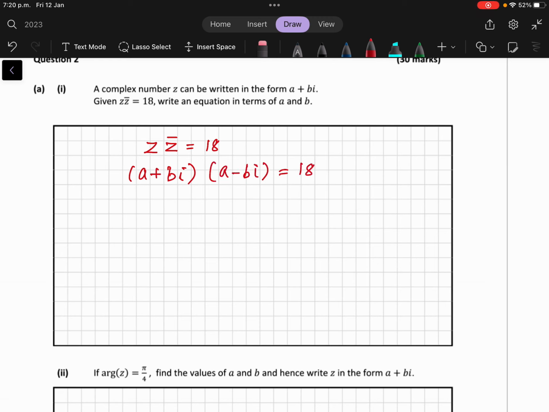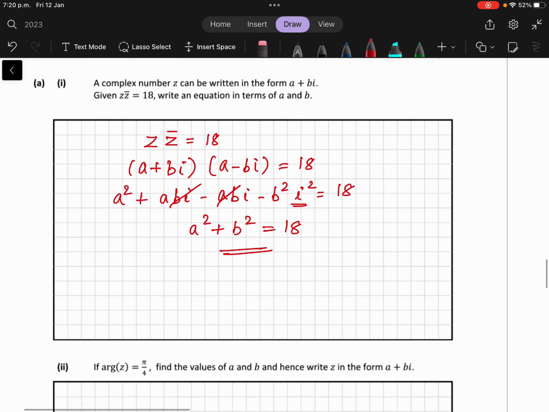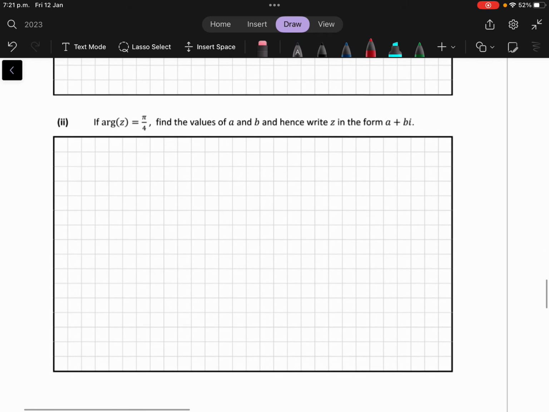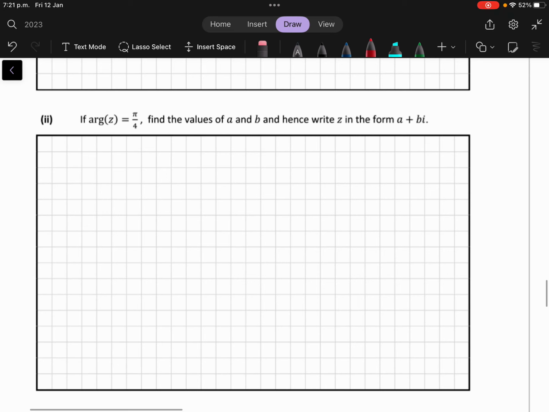Now you expand this using normal algebraic functions. As I said, the algebra is very important in the Leaving Cert. b square i square is equal to 18, and then this will get cancelled. So i square is equal to minus 1. So this will be a square plus b square is equal to 18. Pretty easy, right?